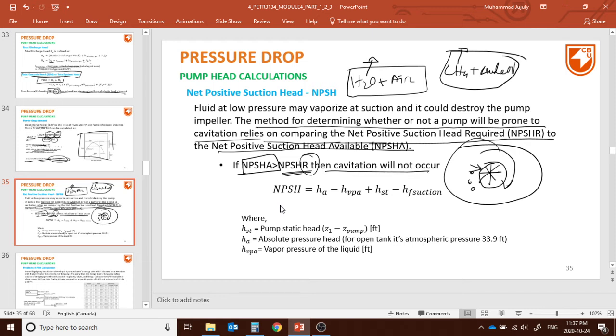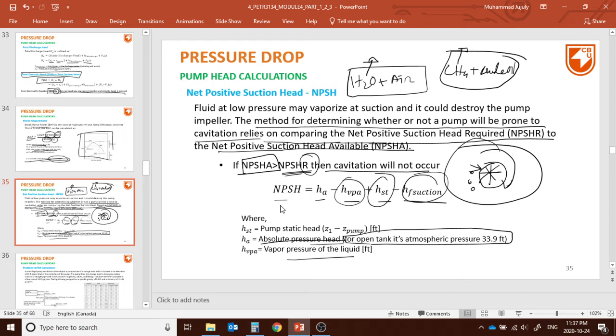And how can we calculate that? We should check NPSH equal to HA minus H of VP plus H of ST minus HF of suction. What are these? NPSH is equal to the absolute pressure head, which for an open tank is atmospheric pressure, minus the vapor pressure of the liquid, plus the static pressure, minus the suction losses. If we know all this information, we can calculate NPSH, or net positive suction head.